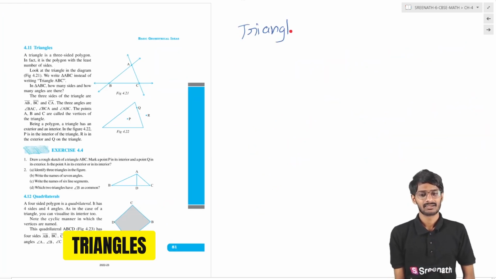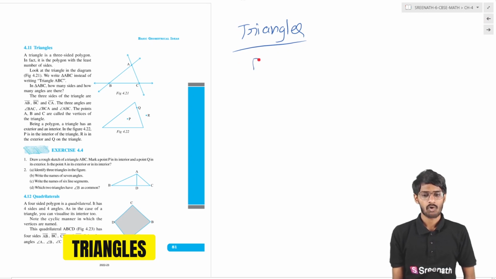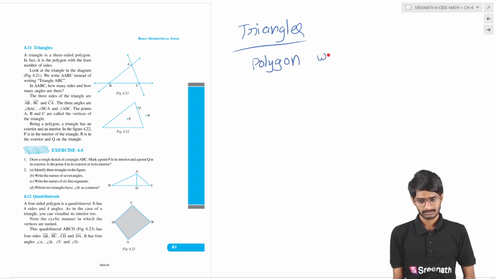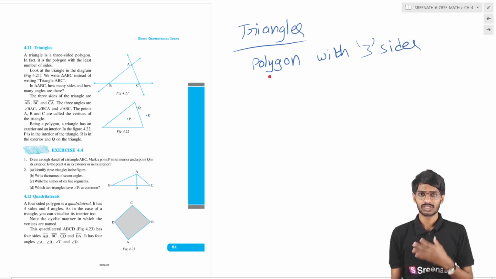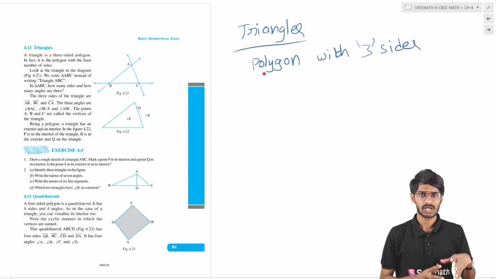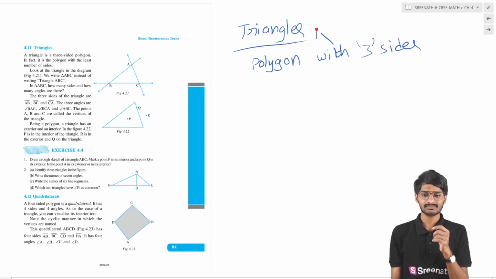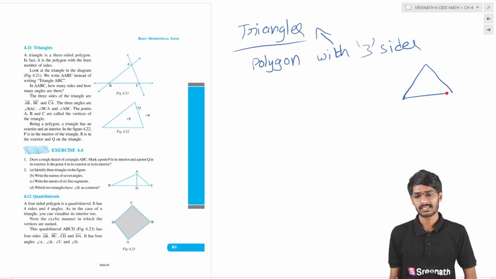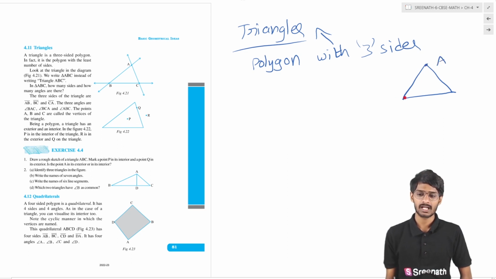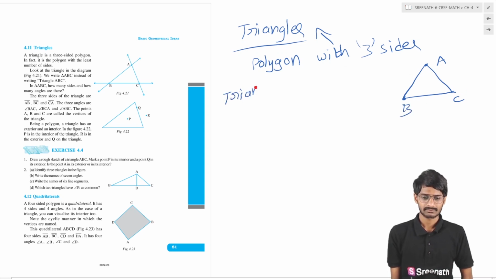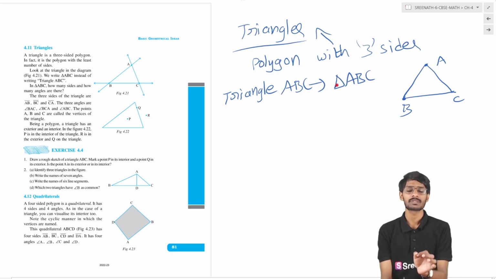Triangles. What are triangles? A triangle is a polygon with three sides, friends. So what is a polygon? We know that a polygon is a simple closed curve, and if that simple closed curve is completely formed with line segments, we call it a polygon. So a polygon with three sides we call a triangle. So a triangle is a simple closed curve with three line segments. We call this polygon a triangle, students. These points A, B, C are the vertices. We call this triangle ABC. We represent it with the triangle symbol followed by ABC. So this is the way of representing a triangle, students.